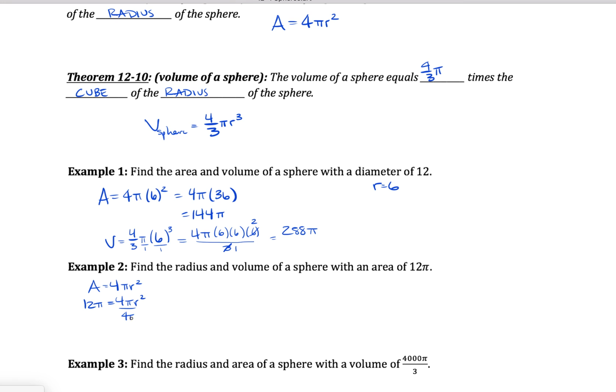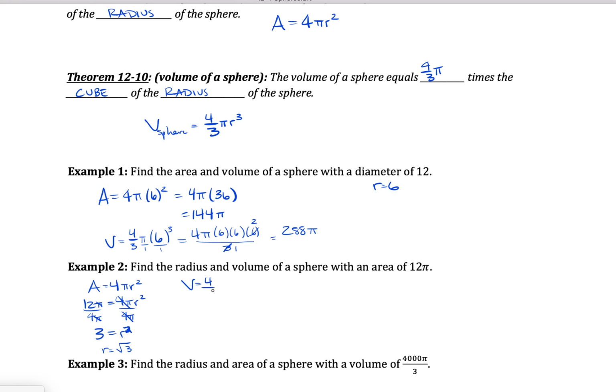If I divide both sides of this by 4 pi, of course, the 4 pi will cancel out over here. Pi's will cancel there. 12 divided by 4 is 3. So now I have 3 equals r squared. And if 3 is r squared, the radius would be the square root of 3.